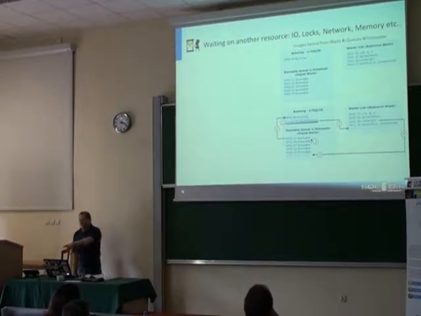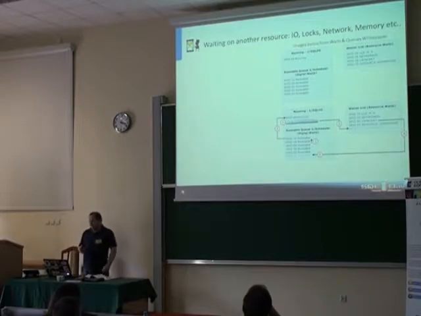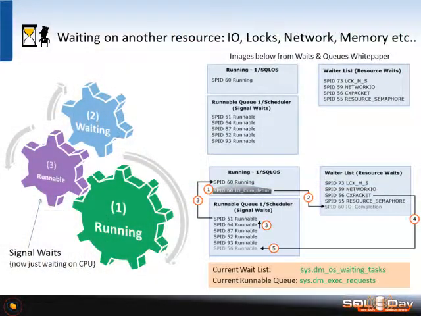Now, in order to find what's in the runnable queue, and also the waiting list, we have two other DMVs, as we said earlier. We have the current wait list, which is the waiting tasks. We have the runnable queue, which is the exec requests. And we can join these together with some of our DMV queries that we have, or we can go out to the internet and pick up a load of already pre-written DMVs that are excellent out there that will give us the key information that we want to see. And we're going to look at some examples of those.